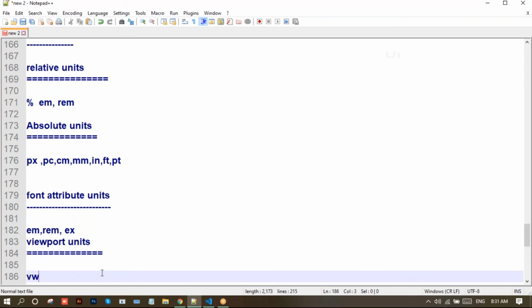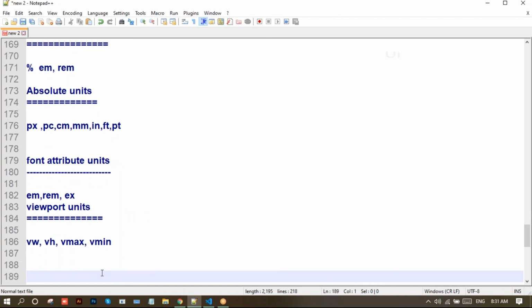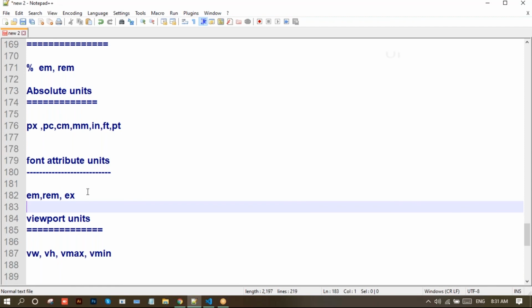And next we have viewport units. The viewport units are vw, which stands for viewport width, vh, viewport height, vmax, viewport maximum, and vmin, viewport minimum. So these are the viewport units. So these are the font attribute units, and we have viewport units.